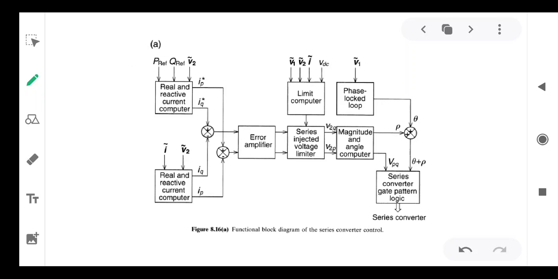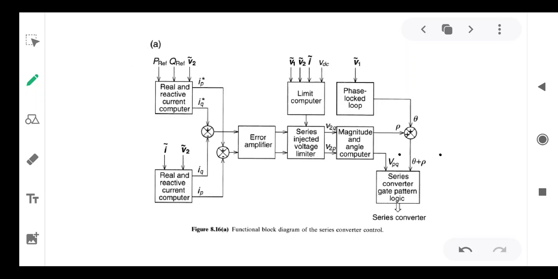So this is the series converter control block. Here you will get the VPQ and corresponding sigma, which is in synchronism with the system by changing the sigma to a referred value theta to provide the synchronized signals from the phase lock loop. V1 is the reference voltage from which the phase lock loop will get the theta value, which can be summed to the sigma value. In order to get theta plus sigma is the required angle, and VPQ is the required voltage.